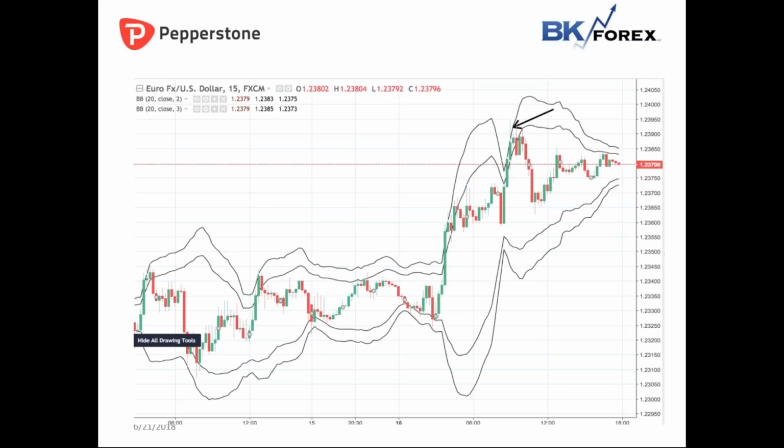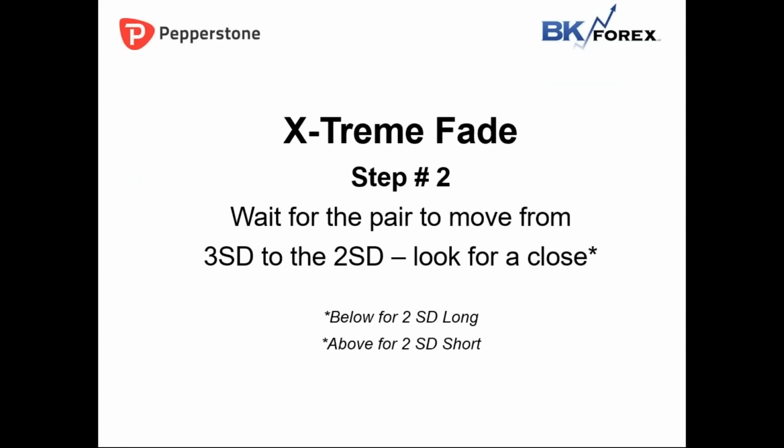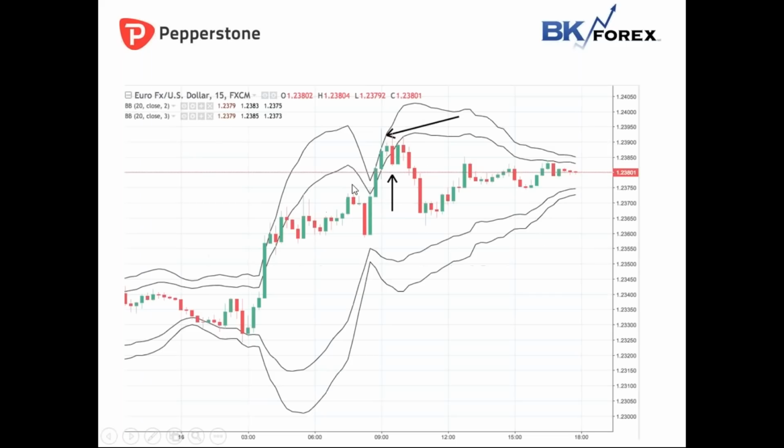And this is kind of what a lot of hedge funds look at or think about, because they want to look at or think about these setups that are very exaggerated. Then after seeing that, you want to wait for the currency to close back below the 2nd standard deviation Bollinger Band. So this is what it does.